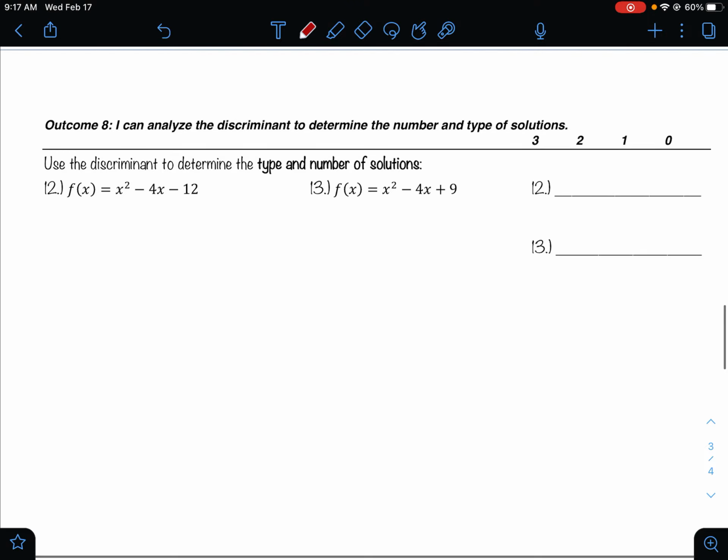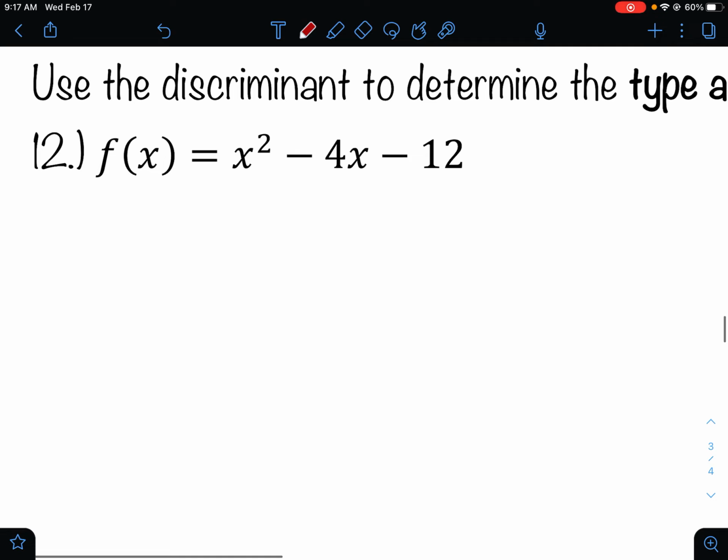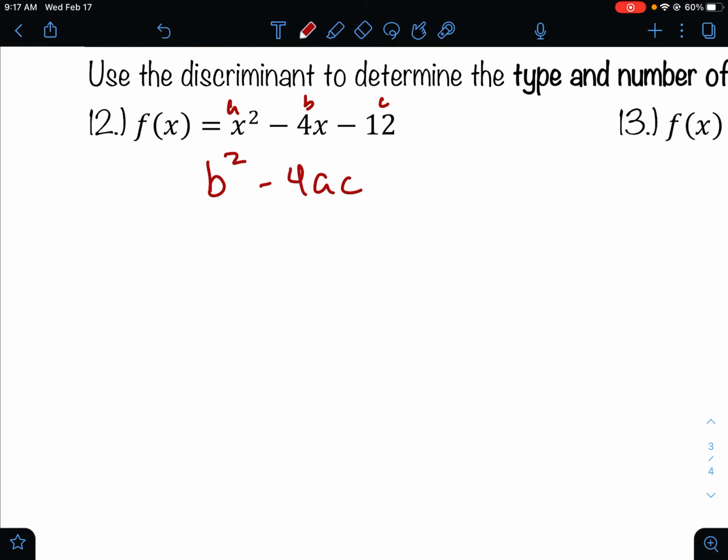Finally, the last one here, these are just the discriminant. This is by far the easiest outcome on the test and probably one of the easiest outcomes we have in this entire semester. Basically, all you need to do is find the discriminant. Remember, the discriminant is just the b squared minus 4ac. So it's the same a, same b, same c. All I need to do is find that number.